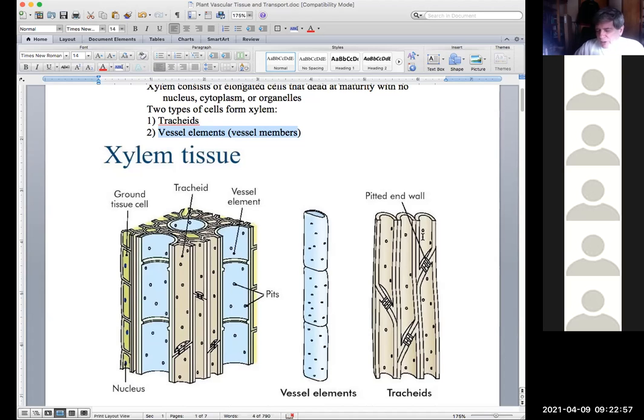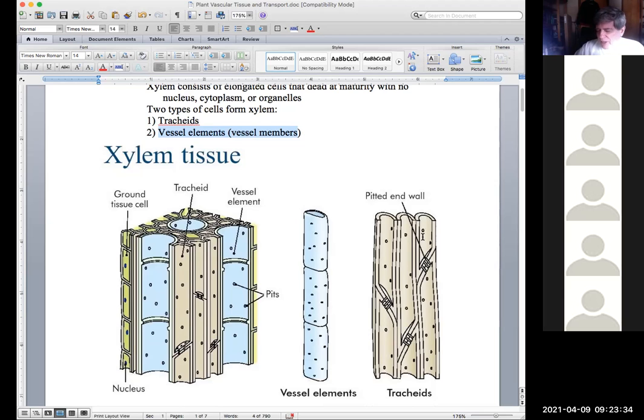Now, what type of material do they transport? Water and minerals that are dissolved in that water. So mostly what's absorbed by the roots. We'll see one exception to this later. Now, you might think, okay, you say they're transporting water. What about all the cytoplasm in these cells? What about the nucleus? What about endoplasmic reticulum? Well, that doesn't get in the way because tracheid cells are dead when they're mature.